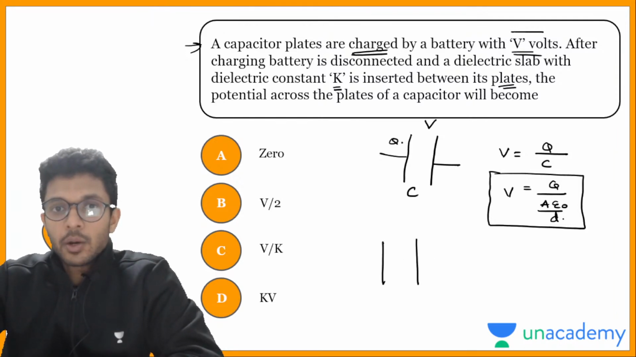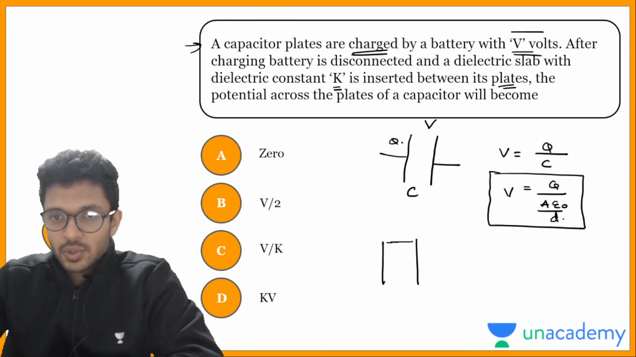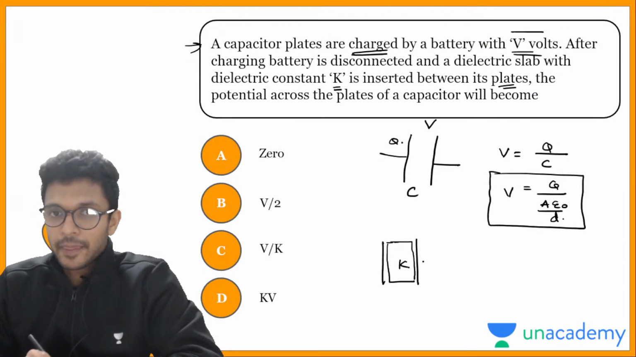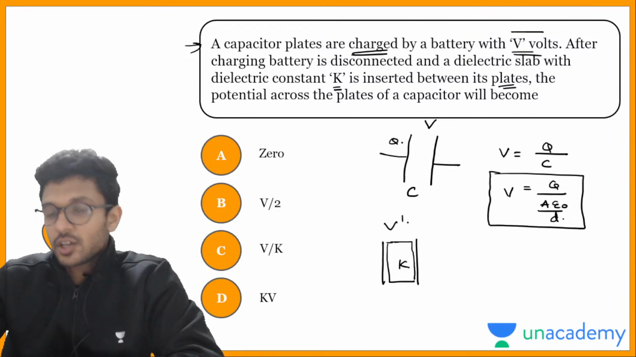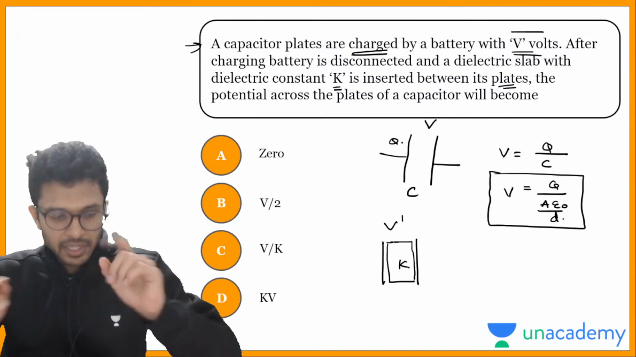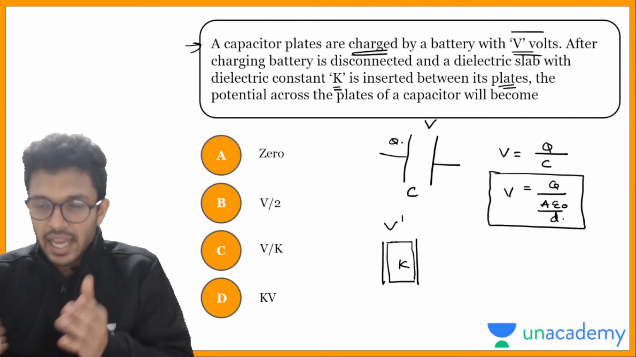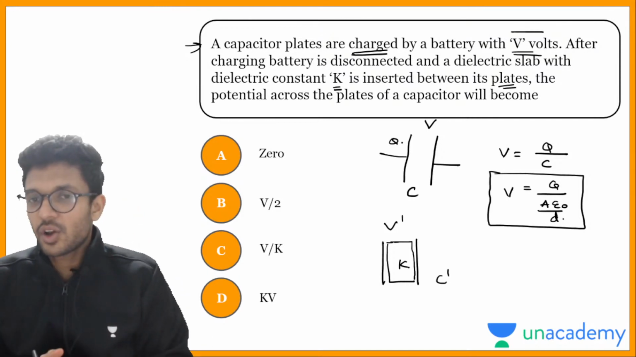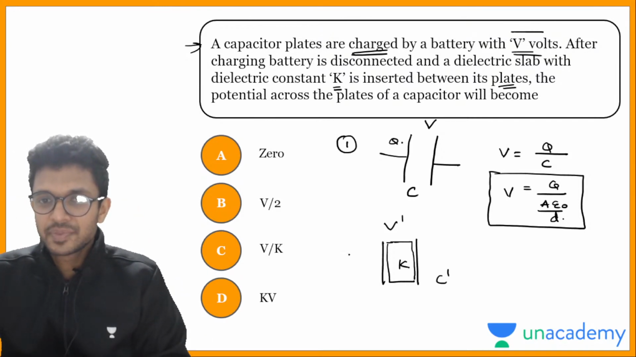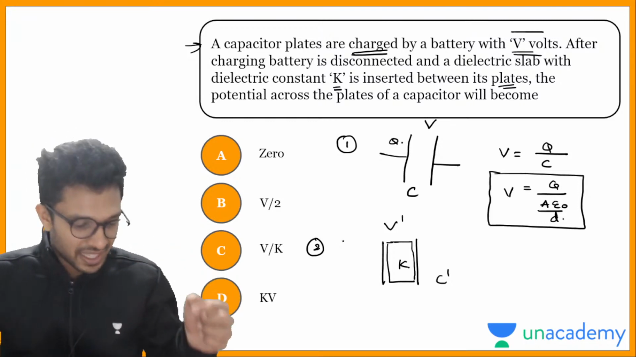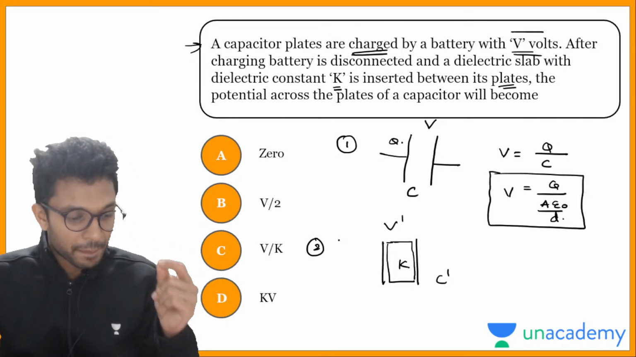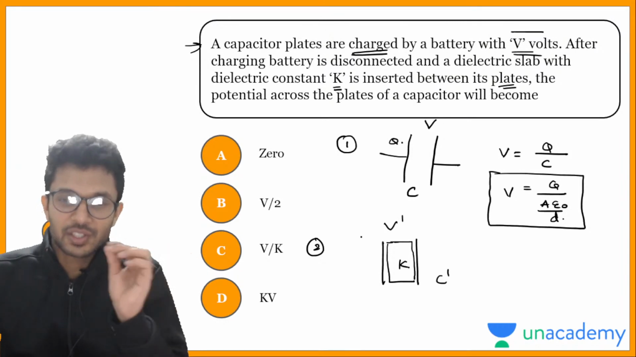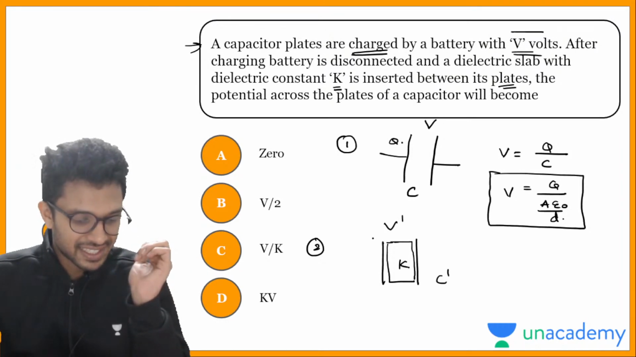Now, what is happening? Now the charging battery is being disconnected. A dielectric slab is being inserted. So in between this, I am going to insert a dielectric slab of dielectric constant K. Now the new potential across them is the question. Potential will change as the dielectric constant is inserted. The capacitance is also going to change. One thing is going to remain constant in the first case and in the second case. Tell me, can anyone tell me what it is going to be?